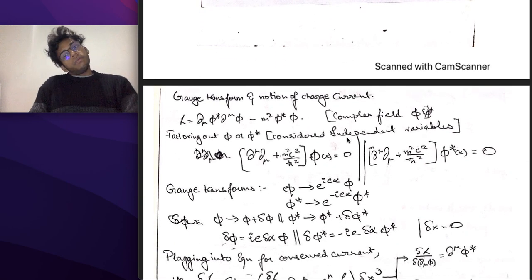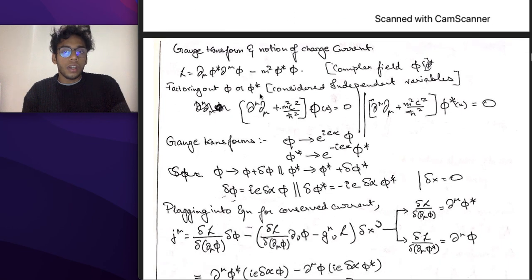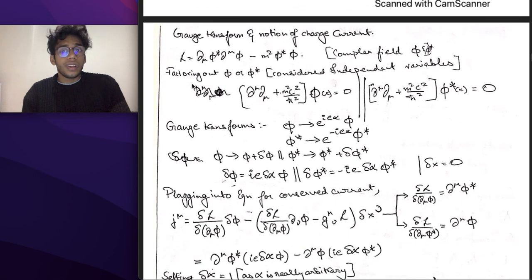And now you have your gauge transformations, right? So we earlier saw that we need to couple the field to a charge to make the energy spectrum bound from below, right?